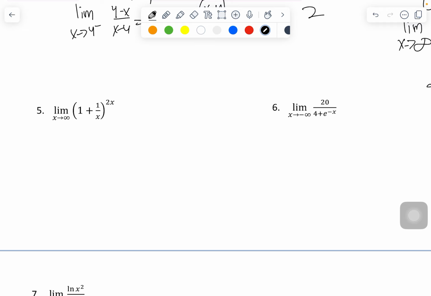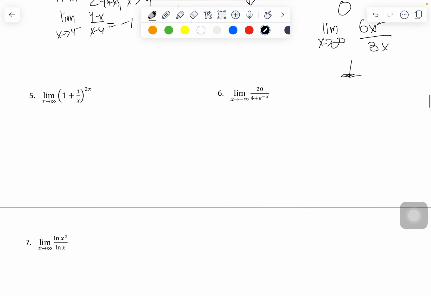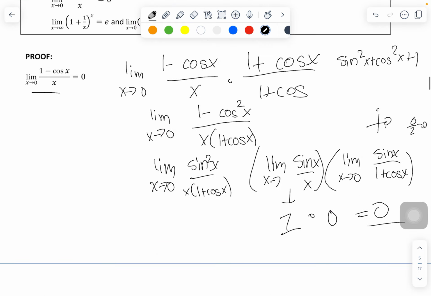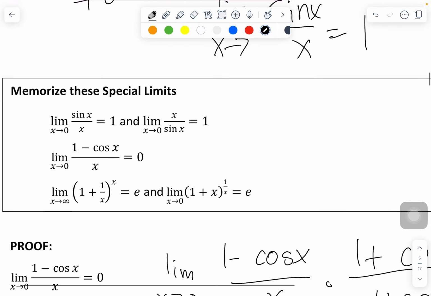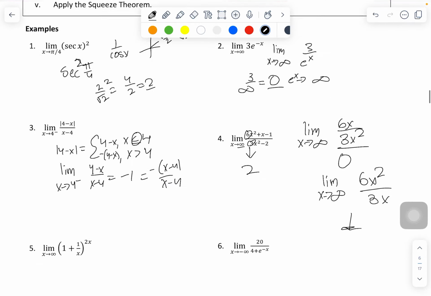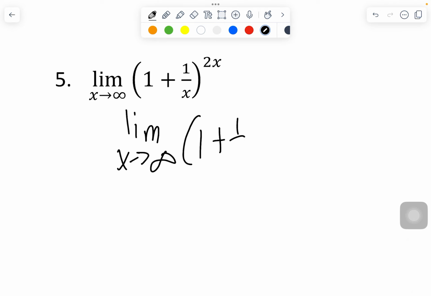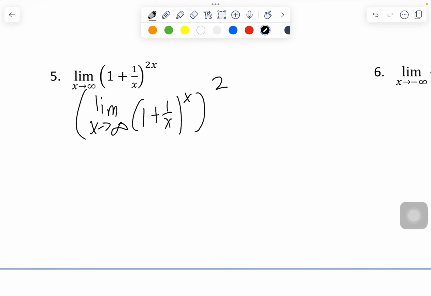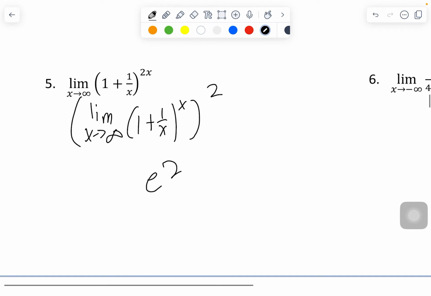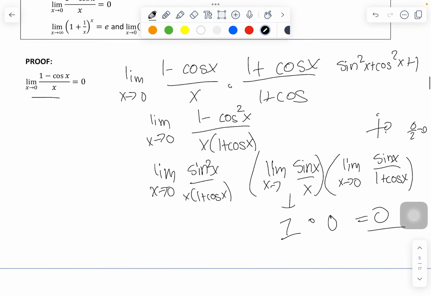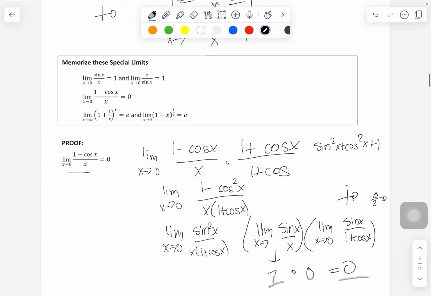And then over here, if you remember, this looks like what we had earlier, or one of our memorized limits, but not exactly. However, what we could do is rewrite it as our memorized limit, which was this, and we could just square it, because remember, they keep that continuity, and we said that was equal to e.